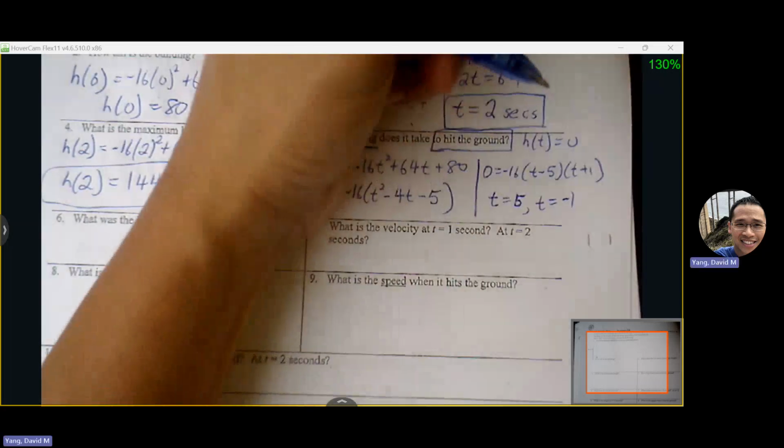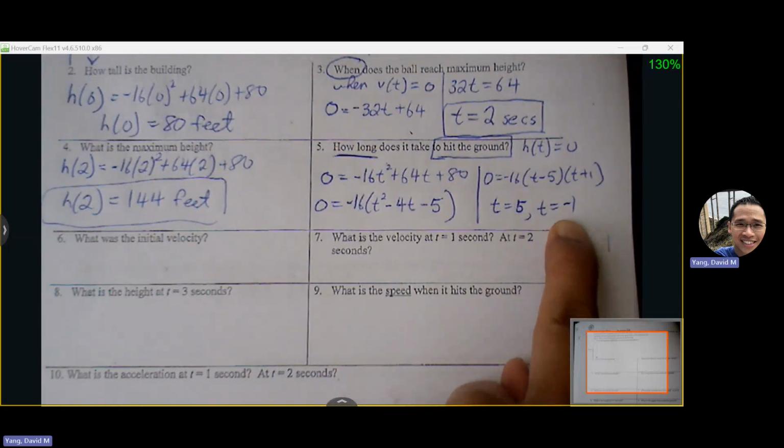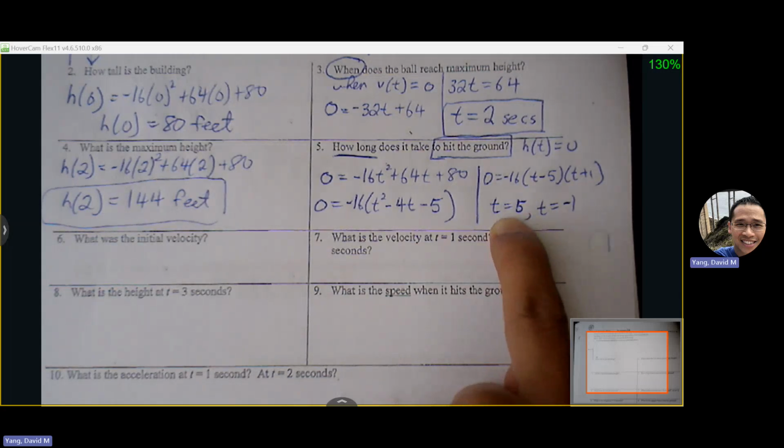-1, right? But -1 is not going to make sense for the context of this problem because we're only talking about time after the ball is thrown, not time before the ball is thrown. So only 5 seconds makes sense.